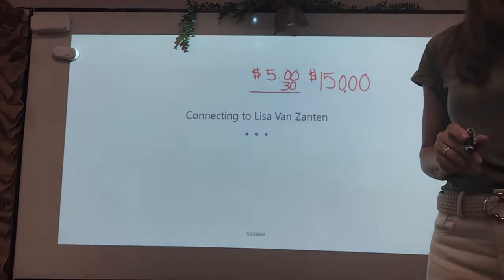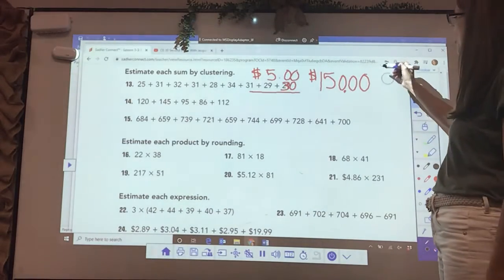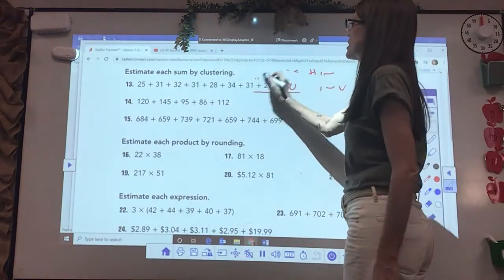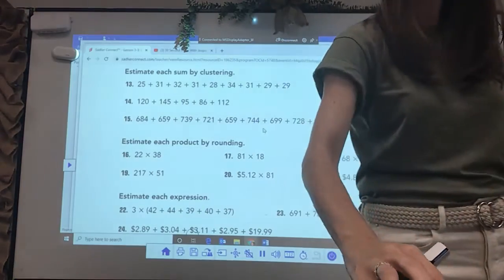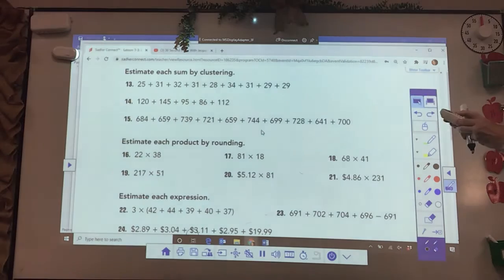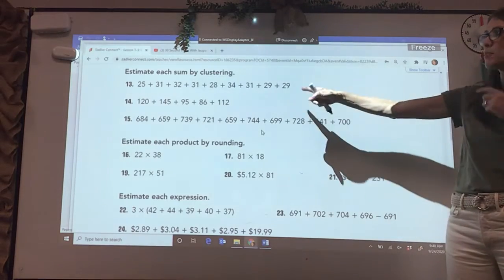Okay, estimate by clustering. Here is the problem. You're going to do problem number 13. Estimate number 13 by clustering. I'll let you do this one without music, just so you can focus, and then we'll do music for the next one. Estimate by clustering.